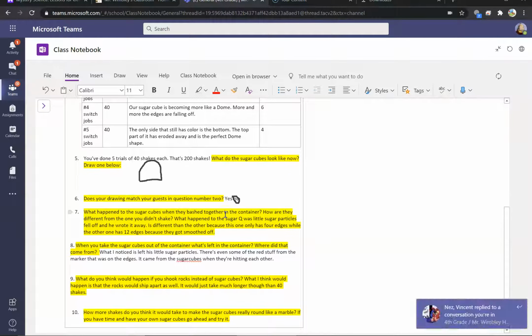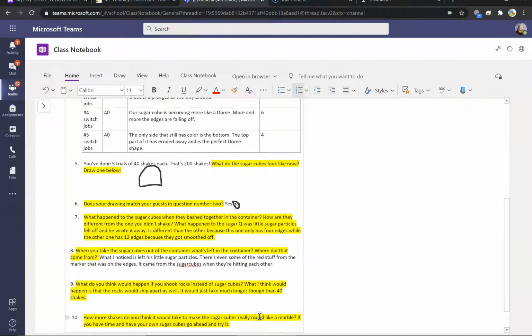And now our last one. How many more shakes do you think it would take to make the sugar cubes really round like a marble? If you have time, find out and give it a go. We're actually going to test that out this afternoon. So make sure you answer this one. I won't answer it for you since it's your own guess.